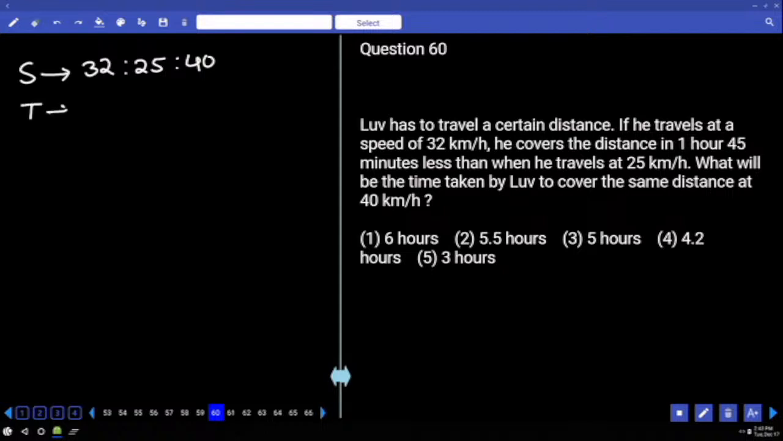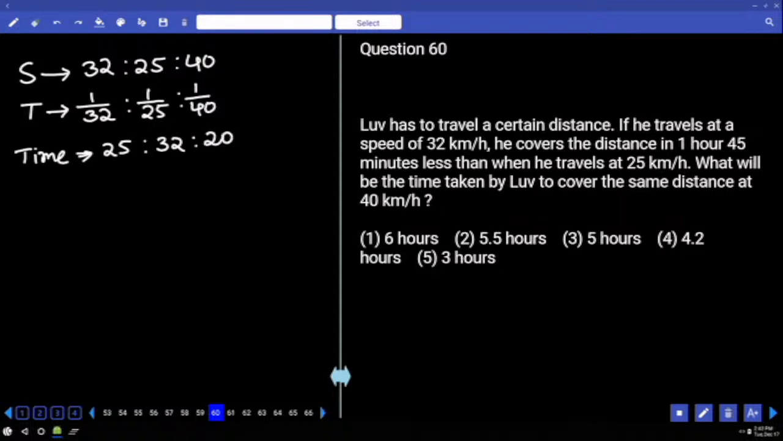Speed ratio and time ratio are inversely proportional to each other. LCM 800. 32 25 times, 25. 32 times 40 is 20 times. What is the LCM? 800. 32 25 times, 25 32 times, 40 20 times. That means the time ratio is 25:32:20.